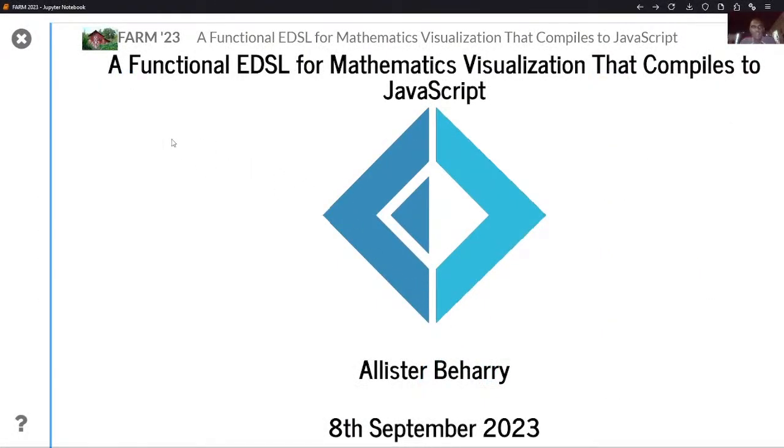I'm going to be talking today about a functional EDSL for mathematics visualization that compiles to JavaScript.